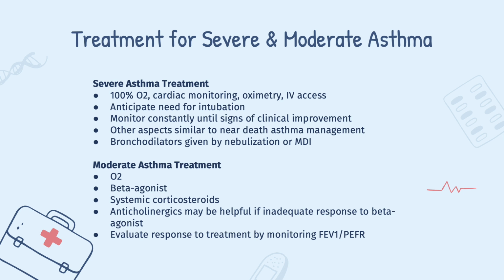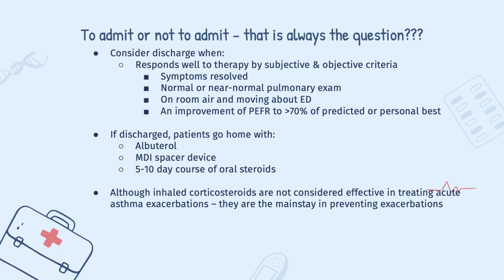And then our moderate asthma. So they're getting oxygen and beta agonists, systemic corticosteroids. Anticholinergics can be helpful if they're not responding appropriately to our beta agonist. And then reevaluating our treatment is going to be important.